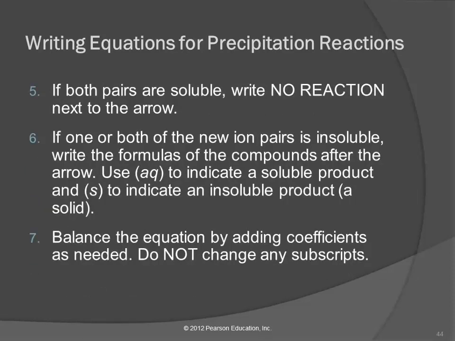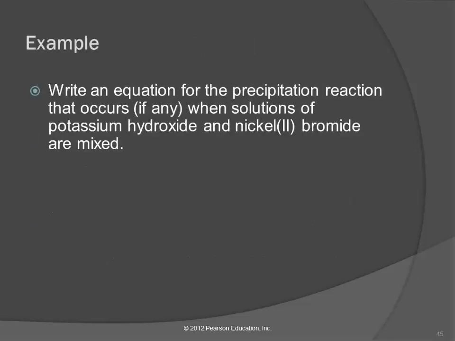If they're both soluble, then we just write no reaction, or NR, next to the arrow because there's no reaction. If one or both of those is insoluble, then we have to write the formulas of the compounds. We use AQ to indicate the soluble product and S to indicate an insoluble product, S for solid. Then you have to balance the equation using coefficients. Remember, do not change any subscripts. Okay, you can't change the subscripts to balance the equation. So let's do some examples.